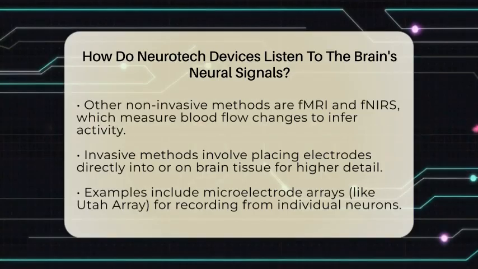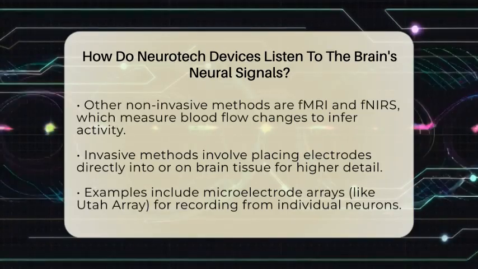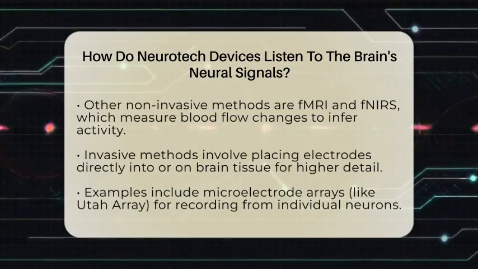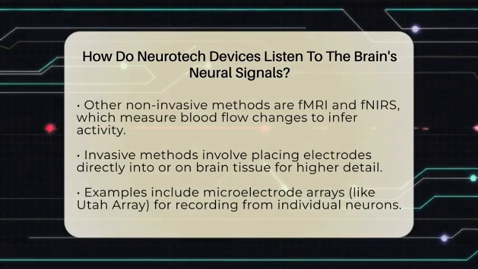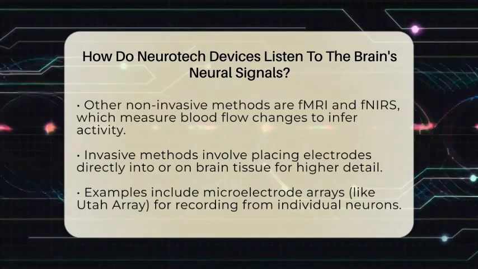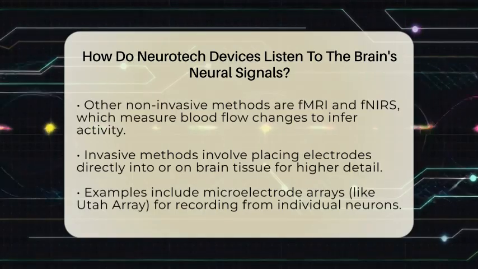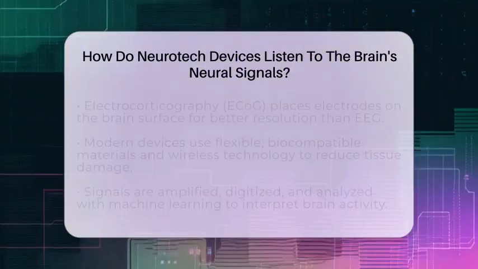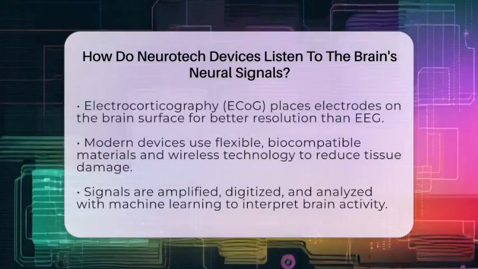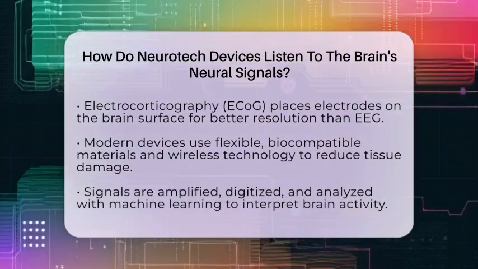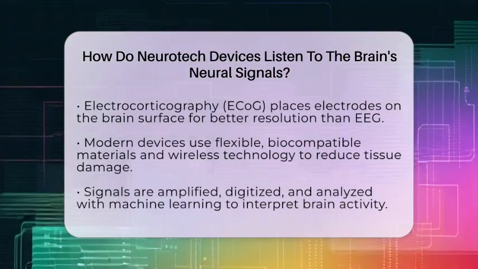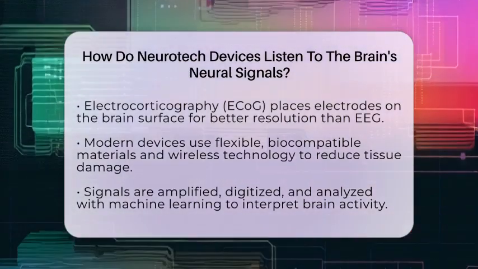The second approach is invasive, which involves placing electrodes directly into or onto the brain tissue. This method provides much higher detail and resolution. For example, intracortical microelectrode arrays, often called microelectrode probes, are thin, flexible wires that are inserted into the brain's cortex to record individual neuron activity. Devices like the Utah array or Michigan probes can pick up signals from single neurons, giving very precise information.